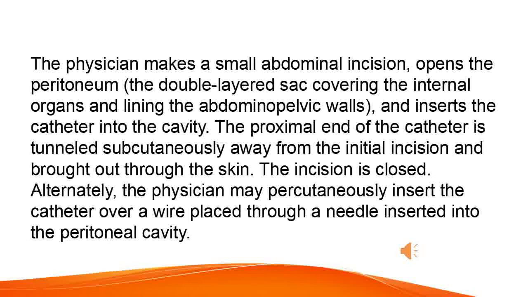The physician makes a small abdominal incision, opens the peritoneum, the double-layered sac covering the internal organs and lining the abdominopelvic walls, and inserts the catheter into the cavity. The proximal end of the catheter is tunneled subcutaneously away from the initial incision and brought out through the skin. The incision is closed. Alternately, the physician may percutaneously insert the catheter over a wire placed through a needle inserted into the peritoneal cavity.